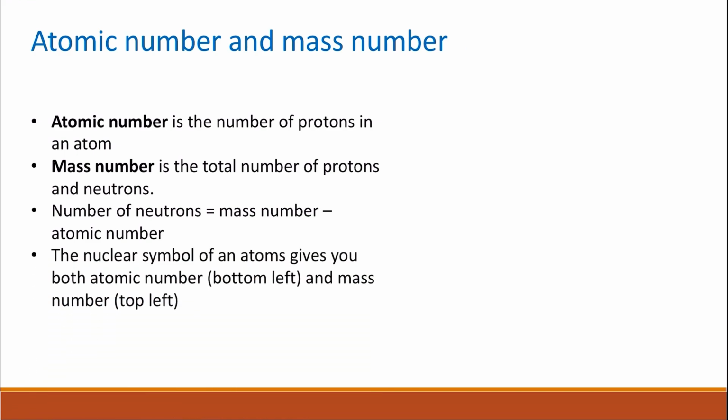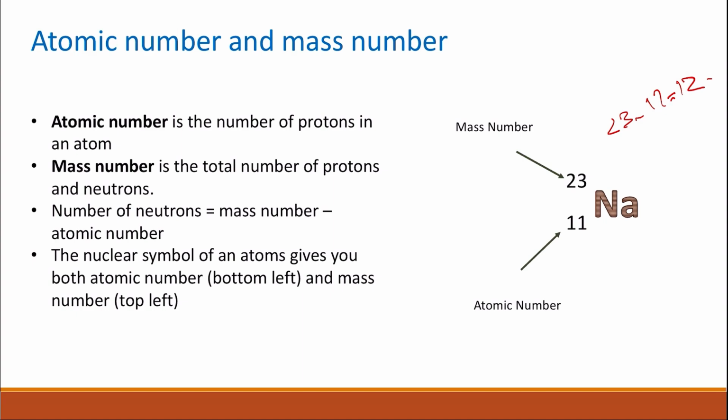The nuclear symbol of an atom can give you both the atomic number and the mass number. So if we have an atom like sodium, we find the atomic number at the bottom left of the symbol of the atom. This is the atomic number, which is 11 in case of sodium, which means sodium has 11 protons and has 11 electrons orbiting the nucleus. The mass number can be found at the top left of the symbol, which means that sodium contains a total of 23 protons and neutrons. So we can find the number of neutrons if we subtract 23 minus 11, which means 12 neutrons overall in sodium.